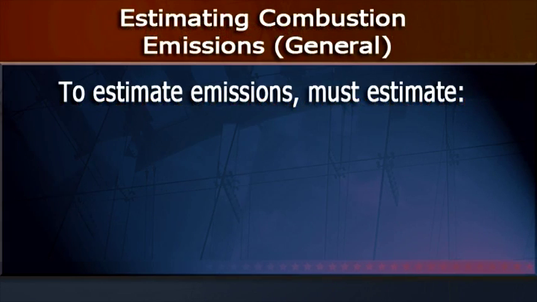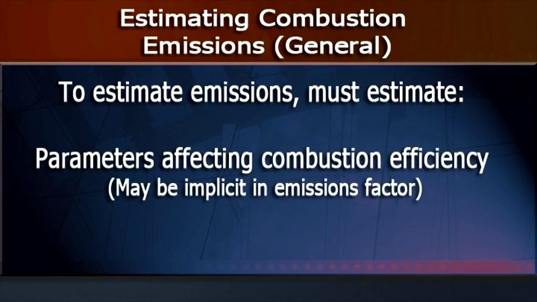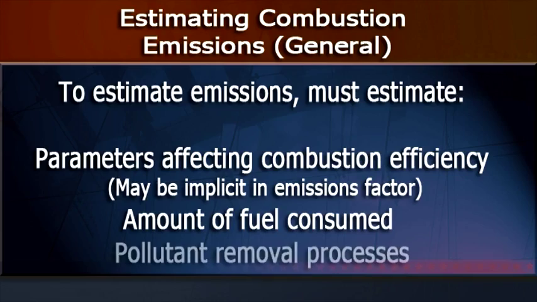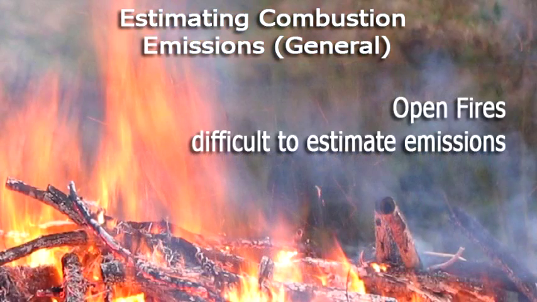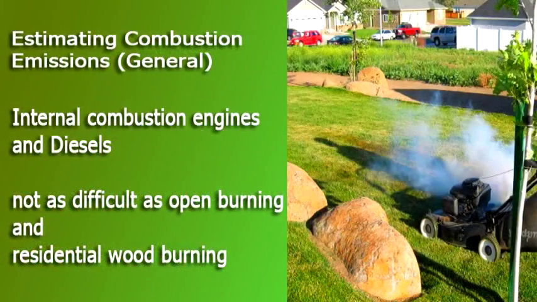To estimate emissions, we must first estimate the parameters affecting combustion efficiency, such as the fuel type and the condition of the fuel. We must also know the amount of fuel consumed and any pollutant removal processes that occur. Open fires are the most difficult combustion category to estimate. Residential wood combustion is also difficult. Internal combustion engines and diesels are not as difficult as open burning or residential wood combustion, but combustion emissions from boilers are relatively easy.